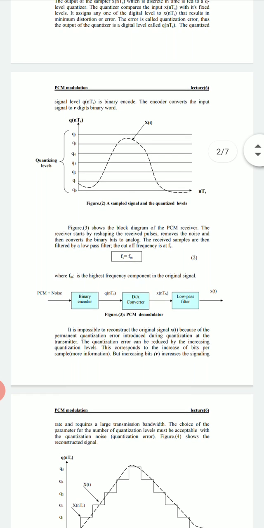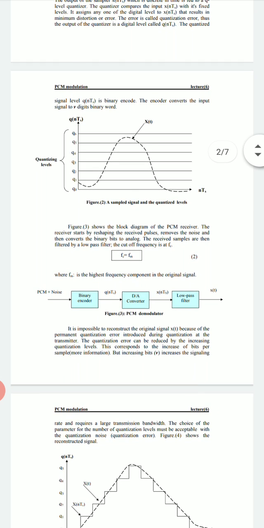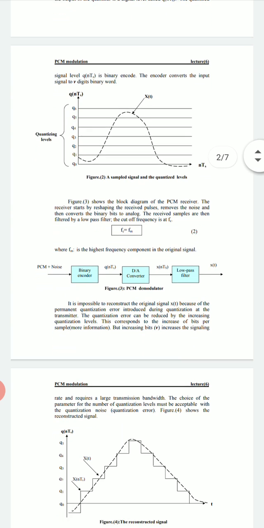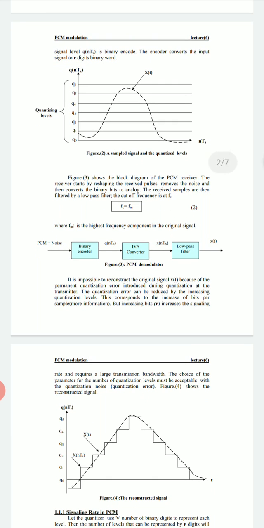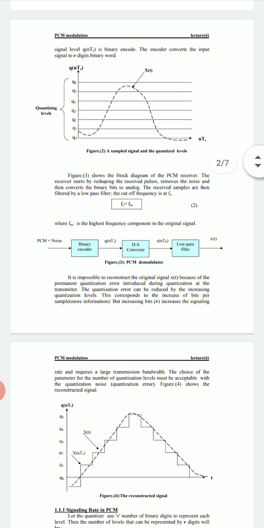So here we will see the PCM receiver, which starts by reshaping the received signal, because we are supposed to remove the error and the distortion, and convert the digitized signal into our original analog signal. When we talk about the receiver side, the receiver starts by reshaping the received pulses. It will remove the noise and convert our digital signal into analog.